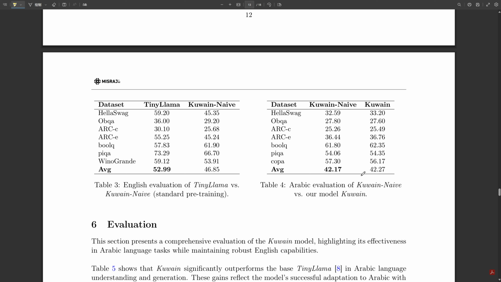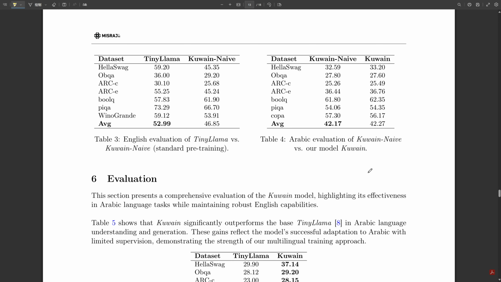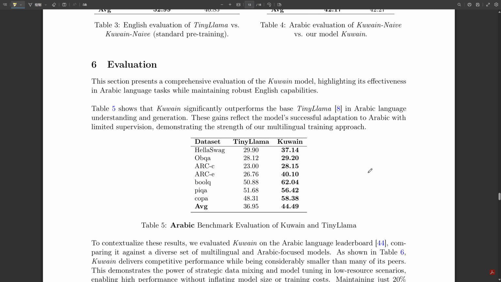Right. But maybe more impressively, when they put it on the Open Arabic LLM Leaderboard, Table 6 has the details, Kuwain held its own against much, much larger models. How much larger? Some Arabic-centric or multilingual models that are up to 10 times bigger in parameter count. Ten times. Wow. So it really underscores the efficiency of this language injection method. It shows its potential, especially if you're in a situation without massive computing resources.